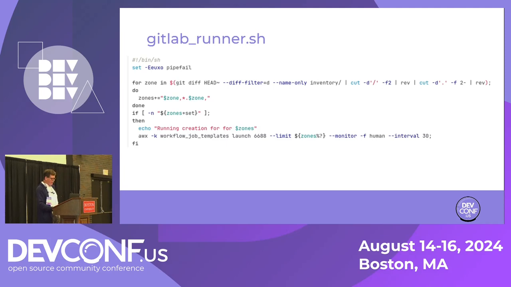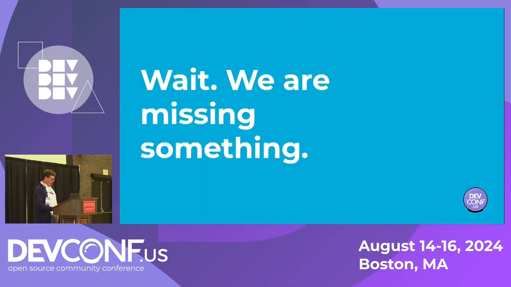Basically, we try to detect what's changed in Git, to form something that can be used as a limit in calling the workflow. And this is where we launch the workflow. It just happens to be number 6688, and we apply our limits. And we're missing something. Now we've got the inventory, we've got the playbooks, we've got the workflow, everything works. The trouble is we now need to construct an inventory.